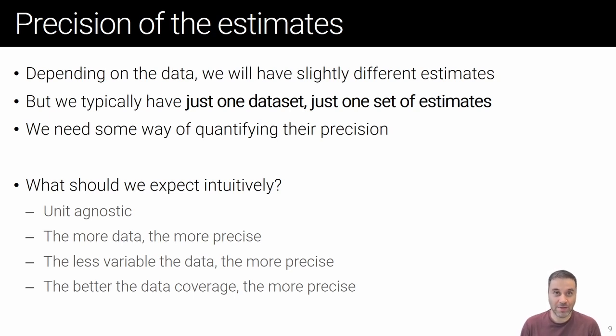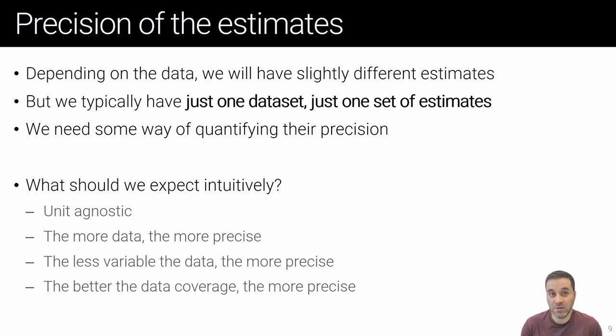So given this one data set and our one set of estimates, well, what can we say? We only have one number, one coefficient. So what can we say about its variability? We need a certain way to quantify the precision given just this one estimate we have. So what should we expect intuitively from this estimation?